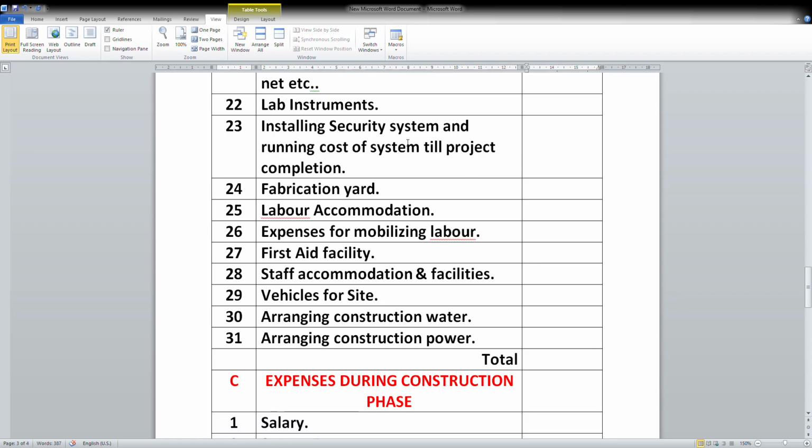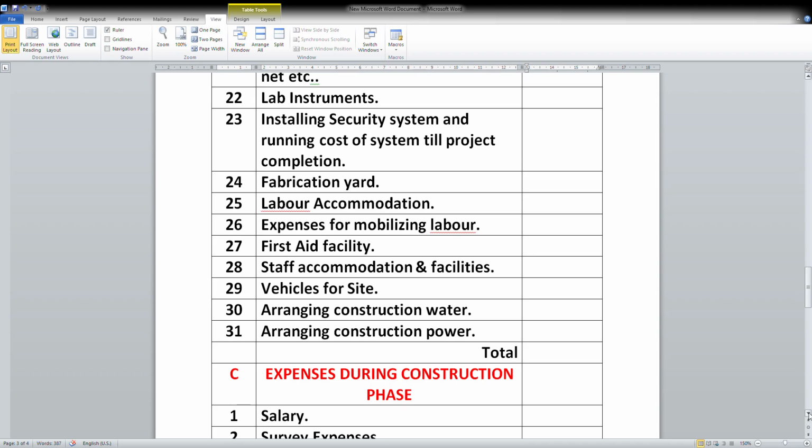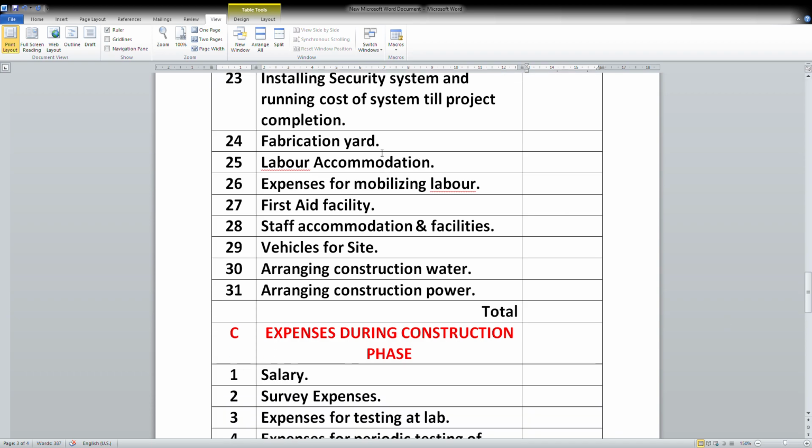Again, security system for the project, so installing and running cost. You may have to install CCTV cameras, or you will have security guards, watchmen, etc. at site during the construction phase of the project. So those costs can be calculated, worked out and considered here. You can have a fabrication yard for steel fabrication, or for CC blocks, concrete blocks, you have to make a yard inside the site. If any cost is applicable, you can consider it under the head fabrication yards.